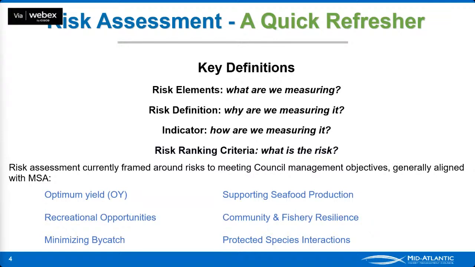Then we have indicators, and these can be qualitative, they can be quantitative in nature, but any sort of data or information that we have that can measure our level of risk. And then we use that information to inform our risk ranking criteria to define how much risk this particular element is having. So anything from low risk to high risk. And the current risk assessment really is framed around how much risk there is in meeting our different council management objectives, mostly aligned with the Magnuson Act and the different national standards. So looking at risks to achieving optimal yield, supporting seafood production and recreational opportunities, which are our resilience components, minimizing bycatch and protected species. So all things that you'd find in MSA and the different national standards that you all are trying to work on.